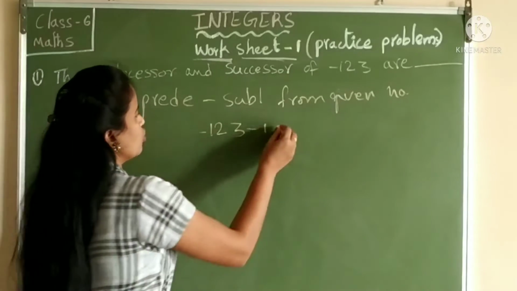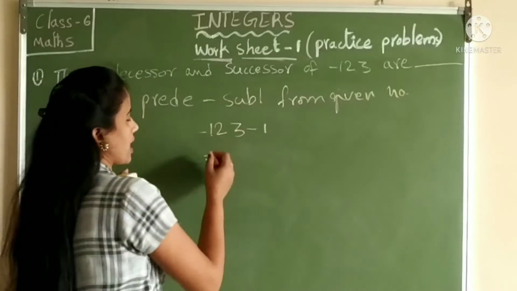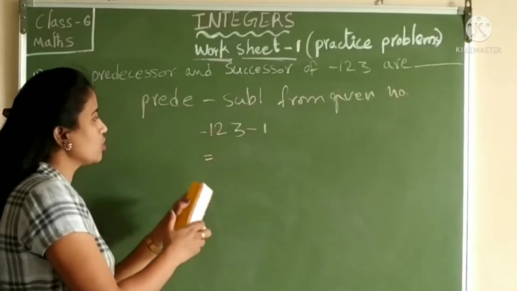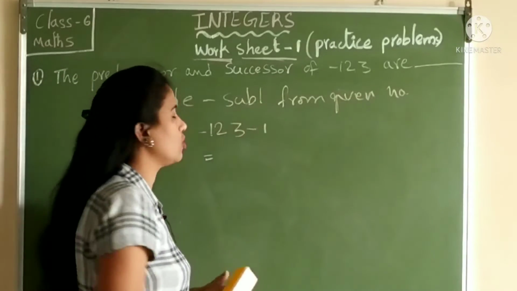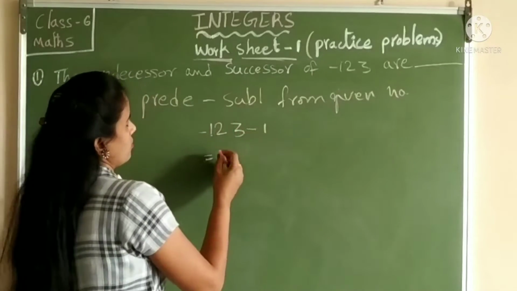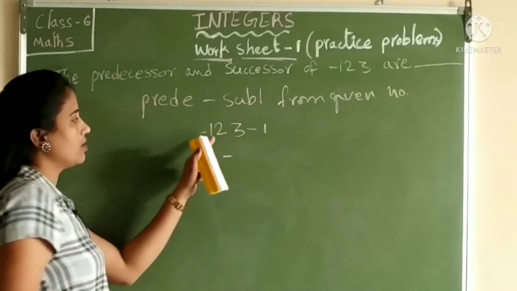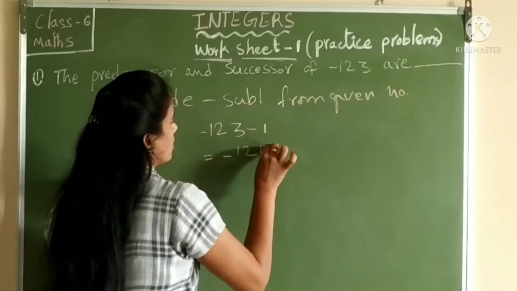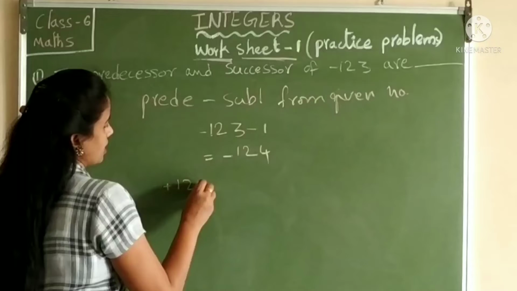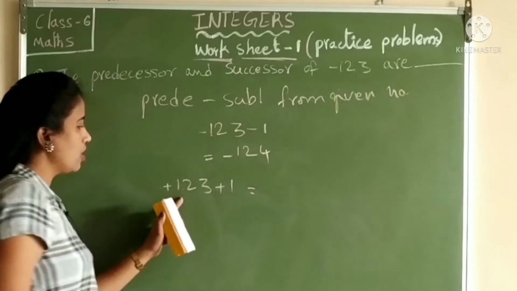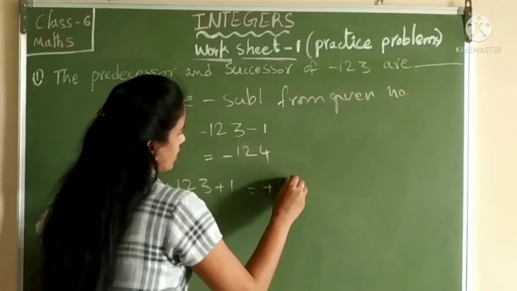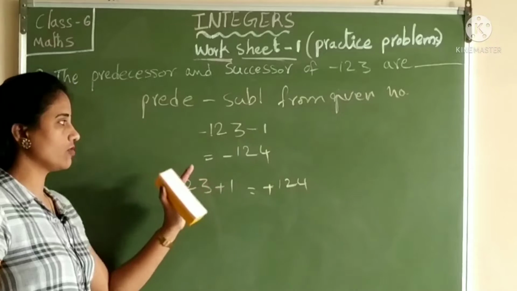Here two numbers are having the same sign, so add the numbers and write the appropriate sign. You add 123 plus 1. Write minus and 124. Suppose two signs are plus, 123 plus 1, then also you have to add the two numbers and write plus, 124.